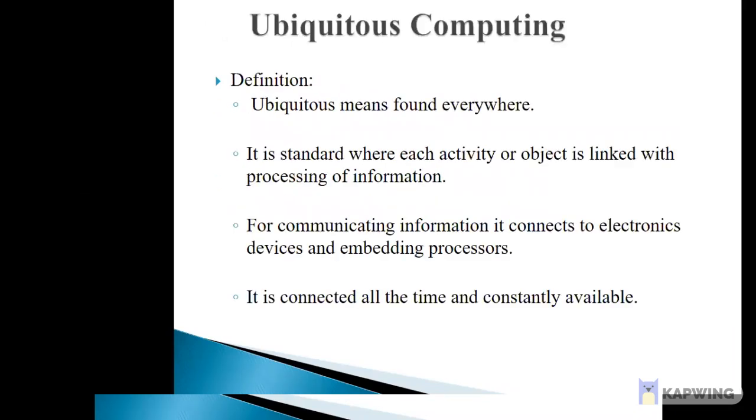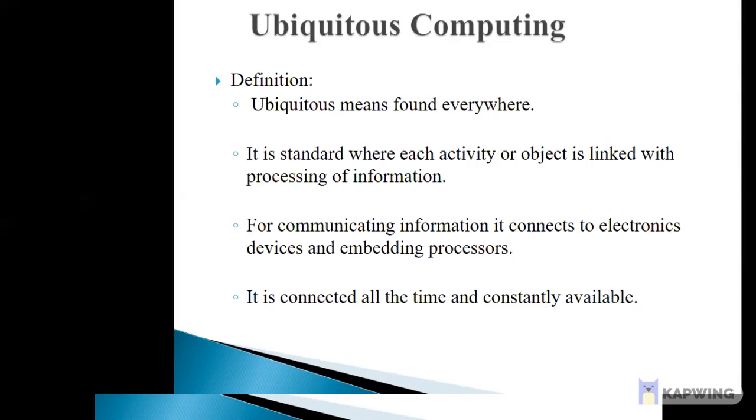So, definition of ubiquitous computing. Ubiquitous computing means found everywhere, anywhere, anytime, any location. It is a standard where each activity or object is linked with processing of information. For communicating information, it connects to electronic devices and embedded processors. Each and every ubiquitous computing system is attached with an electronic device and an embedded processor for the purpose of performing some task or function.